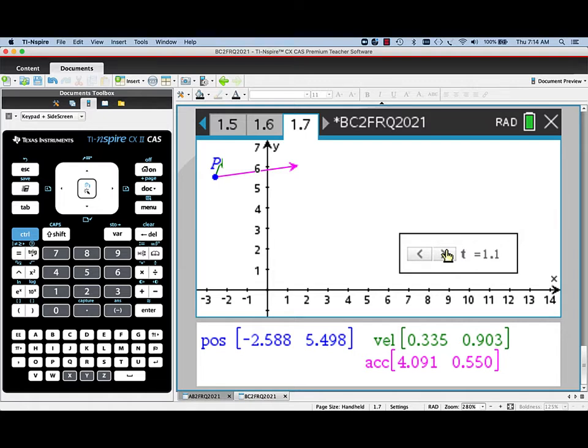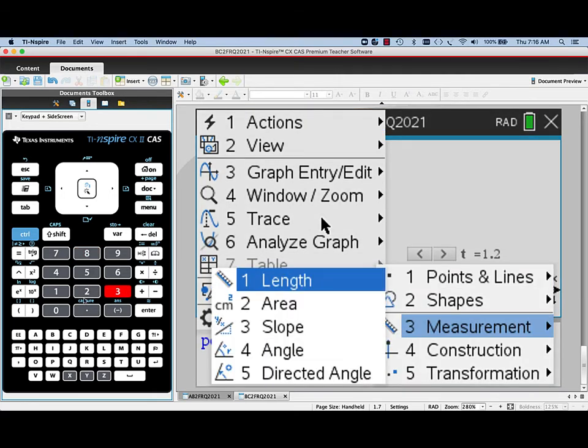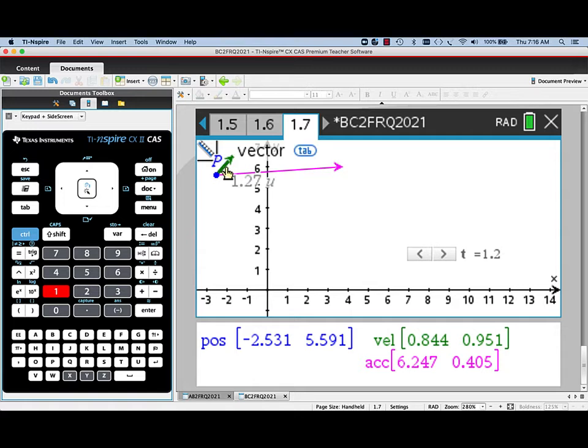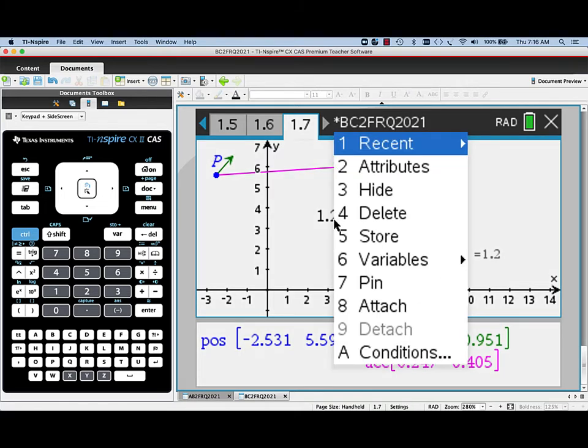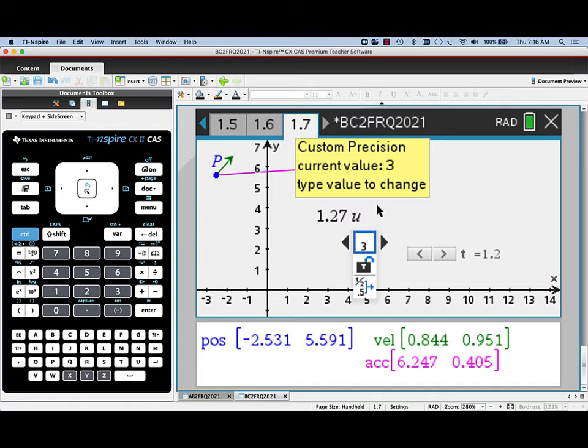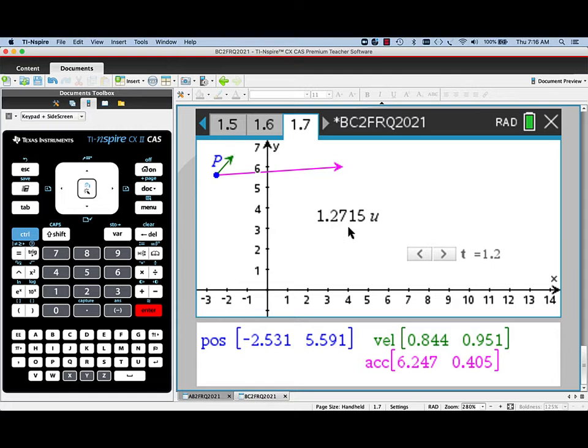I'm going to increment time forward to 1.2. At that time, we were asked to find both the speed and acceleration of the particle. The acceleration components are right here at the bottom of the screen. To find the speed, we can measure the length or magnitude of the velocity vector, and that's this 1.27 units. Now that's not quite accurate enough for AP purposes, so let me bump up the precision that's displayed here. And so that's a measure of the speed of the particle at that time.